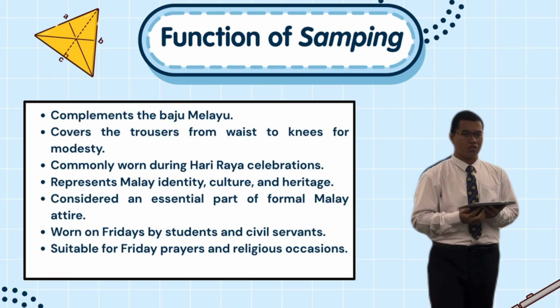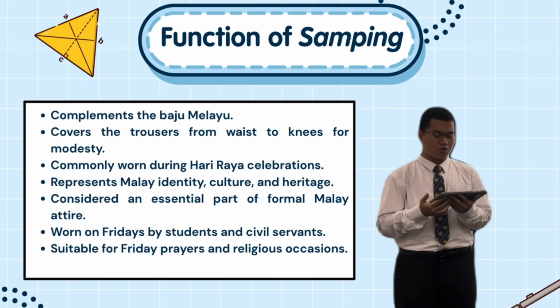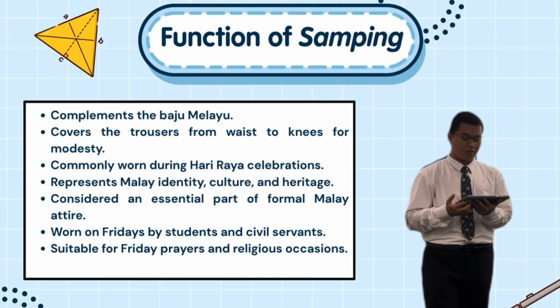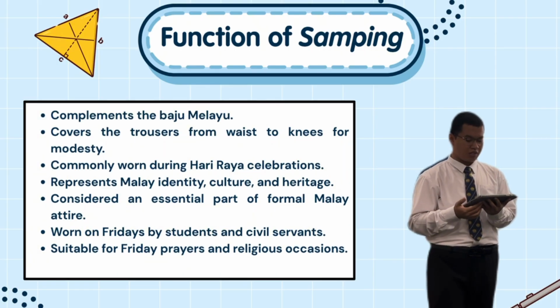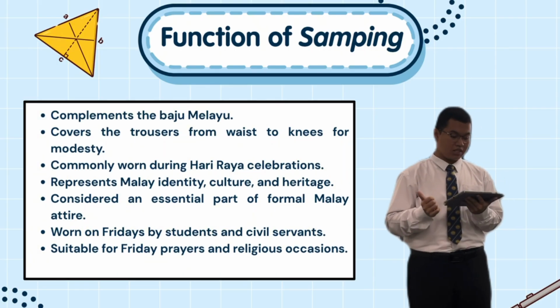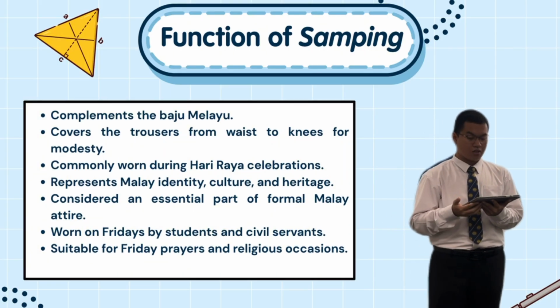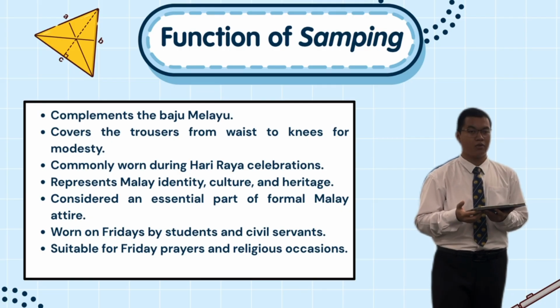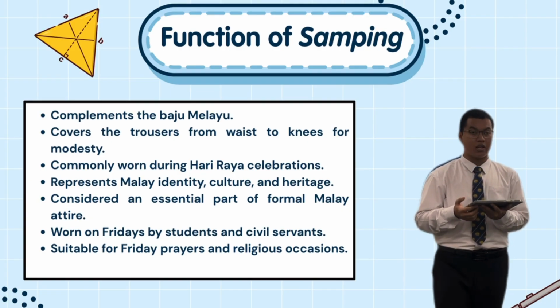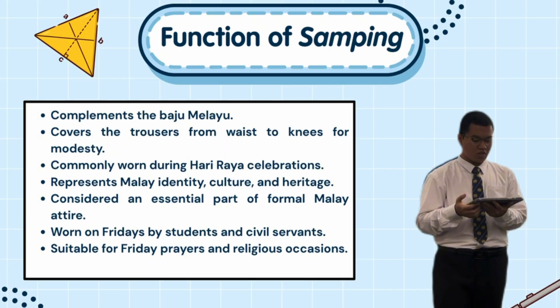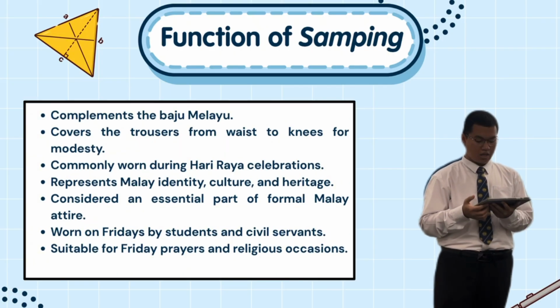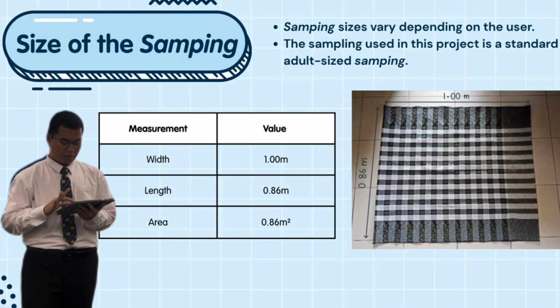Okay, what is the function of samping? First, it complements baju Melayu. It covers the trousers from waist to knees for modesty. It is commonly worn during Hari Raya celebrations. It represents Malay identity, culture, and heritage. It is considered an essential part of formal Malay attire. It is also worn on Fridays by students and civil servants. It is suitable for Friday prayers and religious occasions.